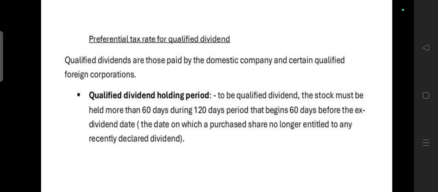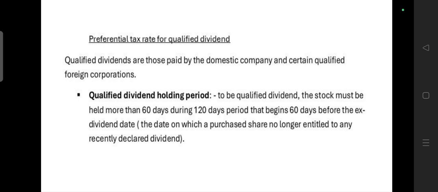So let's move to the preferential tax rate for qualified dividend. What are the qualified dividends? What are the non-qualified dividends? What is this preferential rate of tax? That I'm now going to discuss one by one.